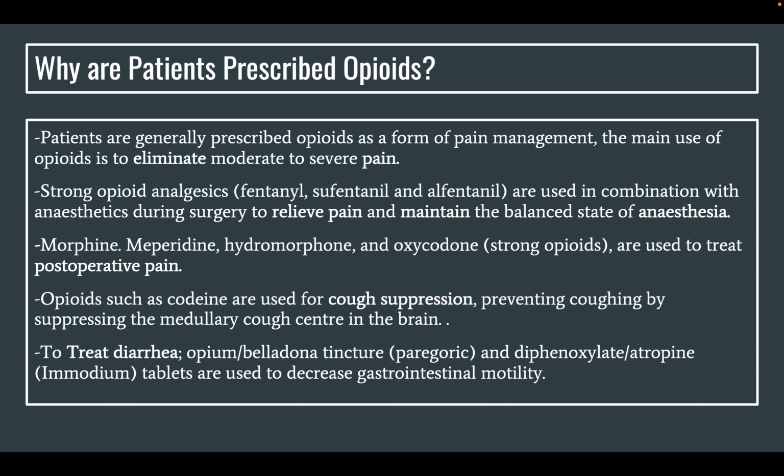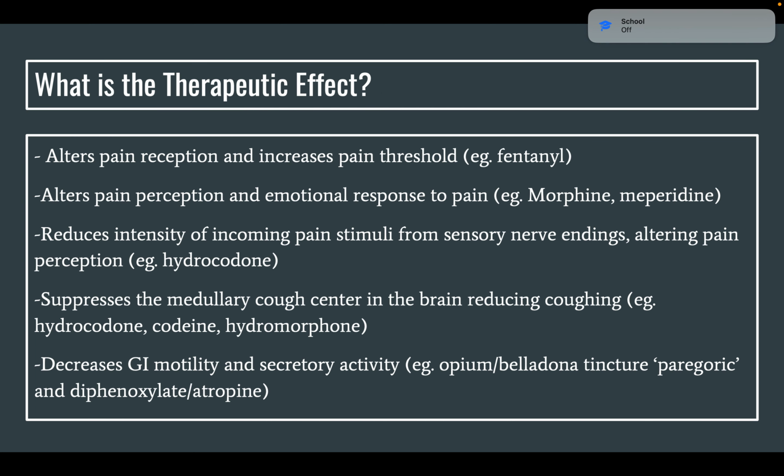Opioids such as codeine are used for cough suppression, preventing coughing by suppressing the medullary cough center of the brain. It's also used to treat diarrhea. Opium, belladonna tincture, and diphenoxylate, atropine, Imodium tablets are used to decrease GI motility. So, what is the therapeutic effect? It alters pain reception, increases pain threshold, alters pain perception and emotional responses to pain, reduces intensity of incoming pain stimuli from sensory nerve endings, suppresses the medullary cough center in the brain, reducing coughing, and decreases GI motility and secretory activity.